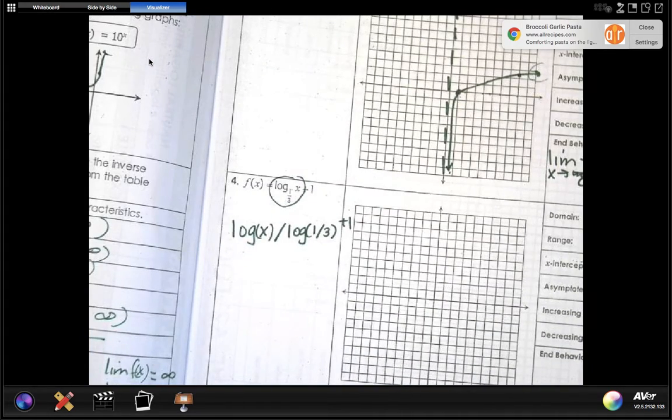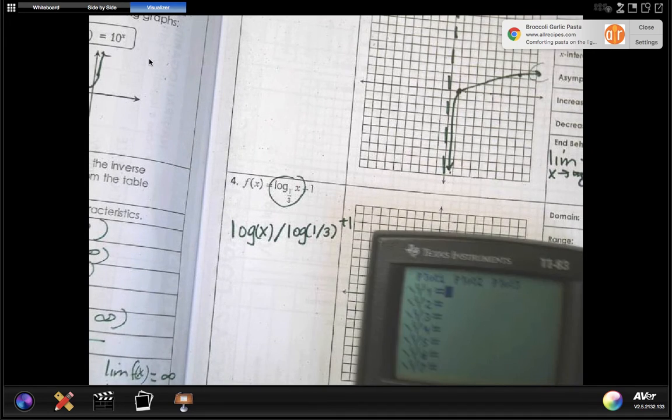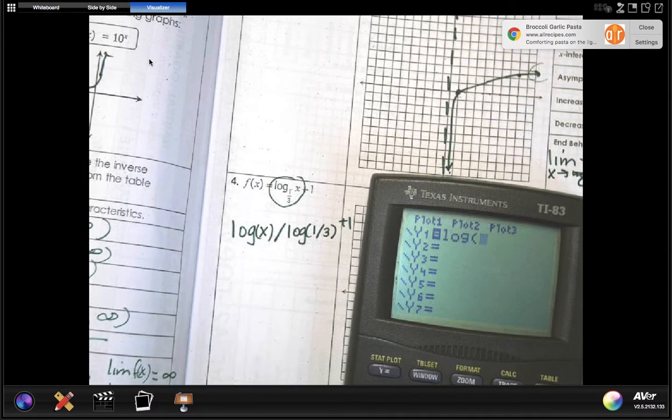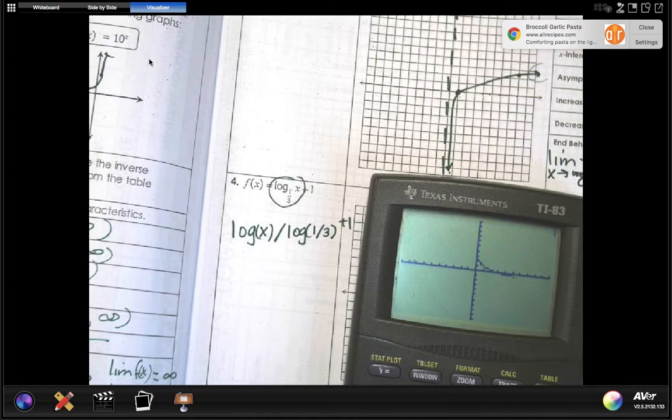I'm going to do it in mine, and let's make sure that you have what I have and you're doing it correctly. So log of x divided by log of 1 divided by 3, close your parentheses, and then add 1. And then hit graph, and it should look like that. And if you have trouble, you can try Desmos if that helps you, but you do need to know how to use it on your graphing calculator.